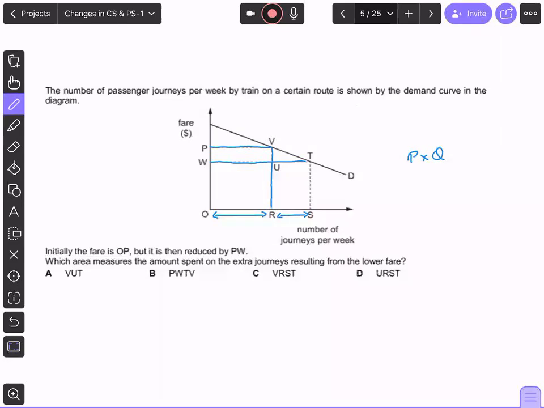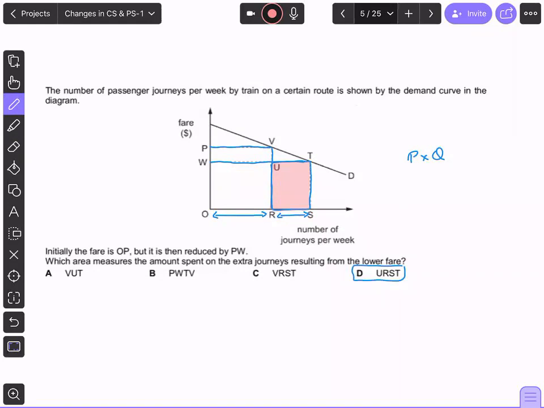So this whole area, new quantity जो add हुई है multiplied by the lower price. So this area will be URST. URST will be the expenditure on the added journeys. The extra journeys है उनपे जो expenditure हो रहा है, this is URST.